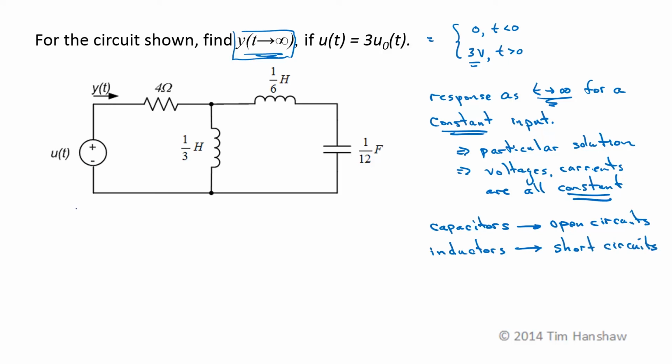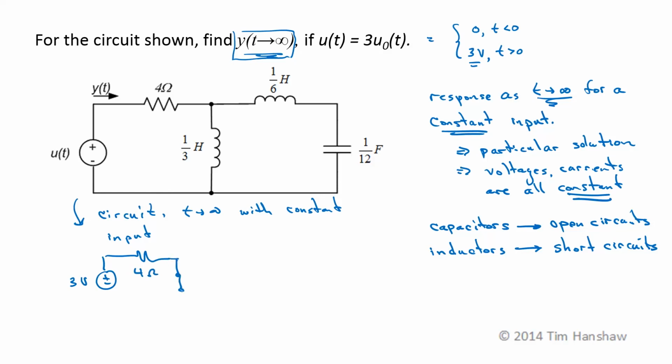So this circuit for a constant input as t goes to infinity looks like a constant voltage, so that becomes 3 volts for t greater than 0. This resistance is 4 ohms. This inductor looks like a short circuit. This inductor looks like a short circuit because everything's constant, and the capacitor looks like an open circuit. And we want the current out of this source, which is going to be y as t goes to infinity.